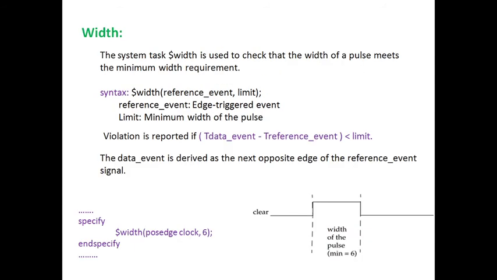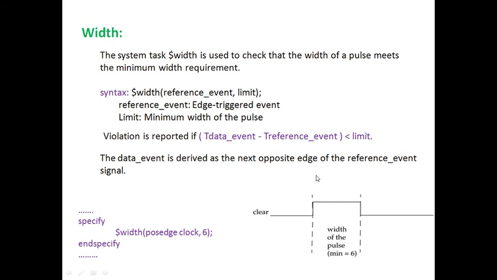Okay, and the next flip-flop timing concept is width check. Width check is also sometimes important and plays a good role for sequential circuits. Sometimes it is necessary for us to check the width of a pulse. Like we have here $width, a system task used to check whether the width of a pulse meets the minimum width requirement or not.